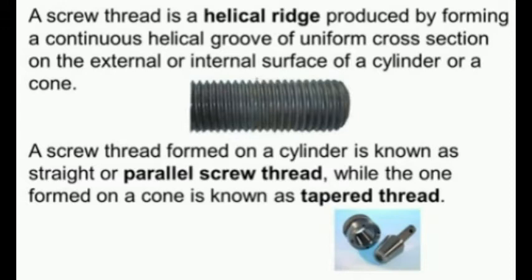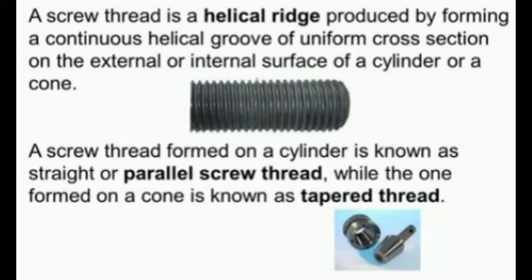So in this picture, the helical ridge is produced and the cross section is uniform for all the threads. A screw thread formed on a cylinder is known as a straight or parallel screw thread, while the one formed on a cone is known as a tapered thread. So you can see some tapered thread. It has internal and external tapered threads. Okay, so this is about the screw thread.